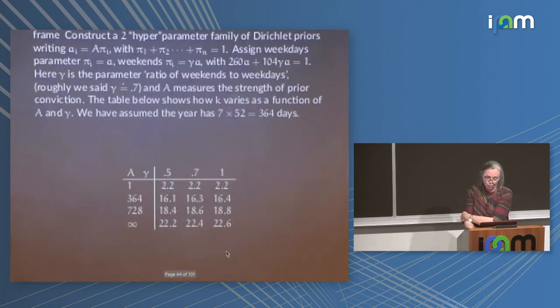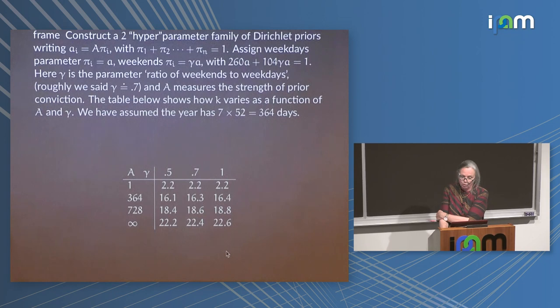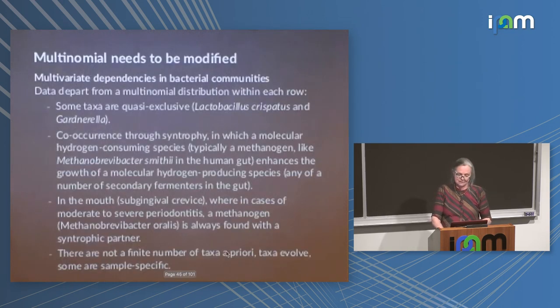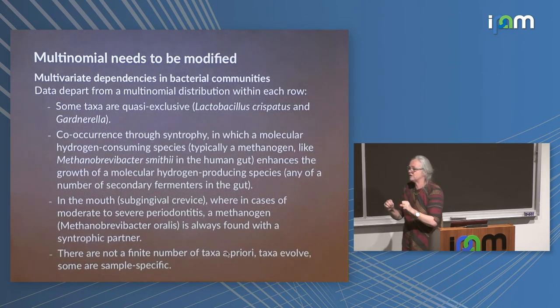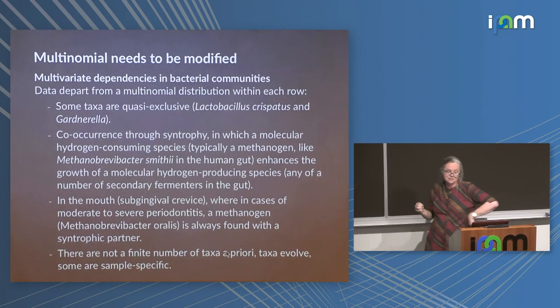And we use it for all kinds of setups, and it's what we call a hyperparameter family. That is, we're putting a distribution on the probabilities. Unfortunately, the Dirichlet multinomial isn't enough. I need another layer, and this is why.